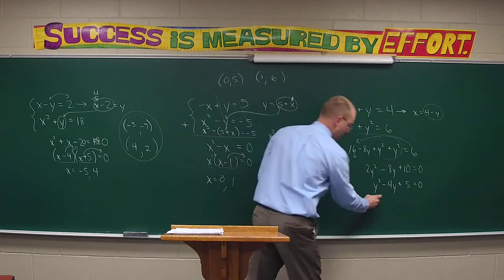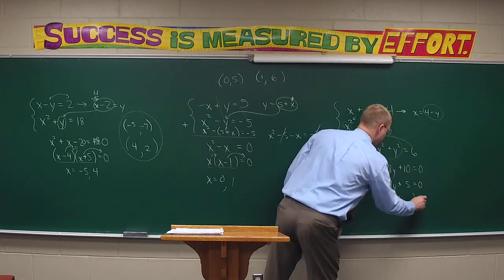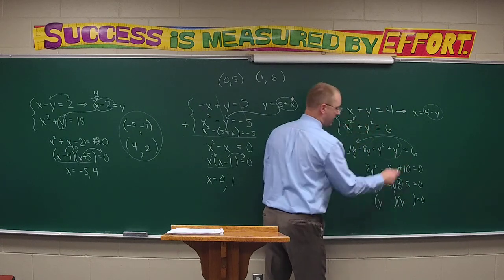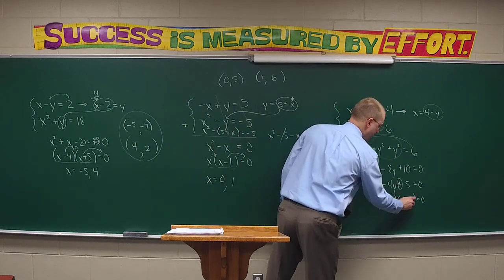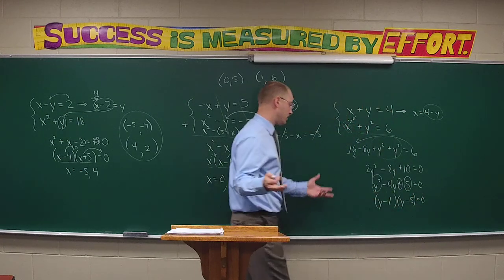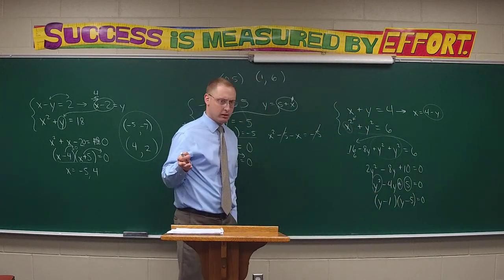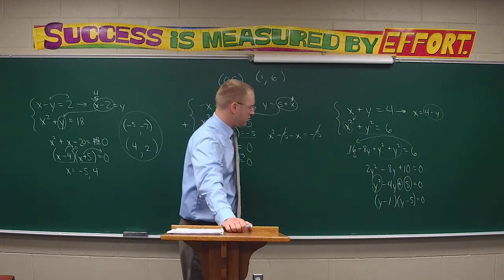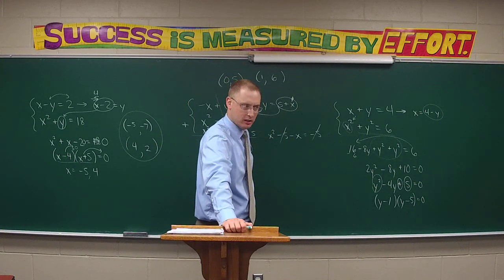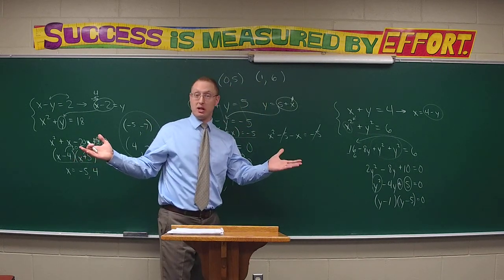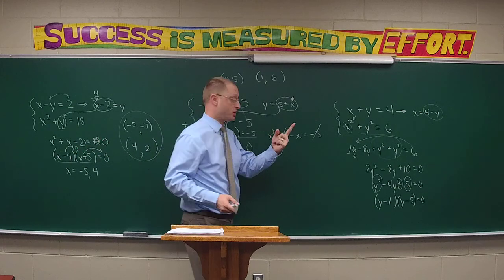And backwards FOIL: the y squared, class, y and y, positive sign, negative, negative, split a 5 into 1 and 5 or 5 and 1, check the outer inner. No. There's no other way to factor that though, right? Well, if you can't factor, class, you can always complete the square or use the quadratic formula.